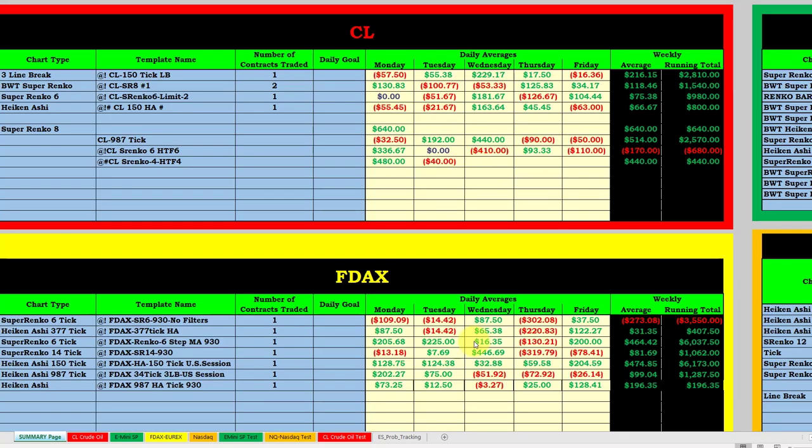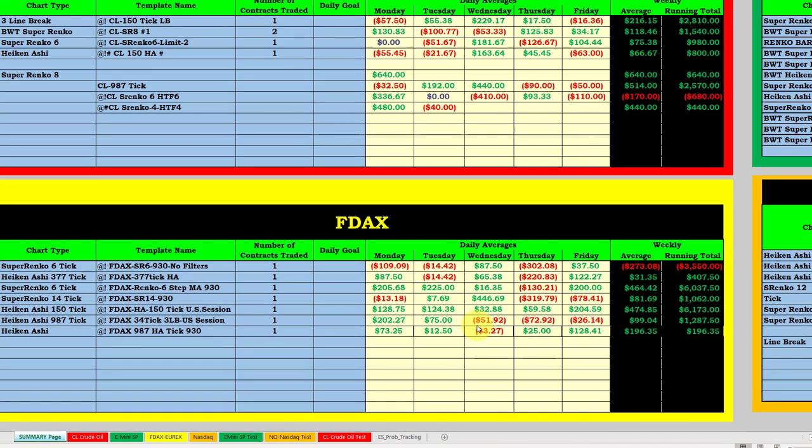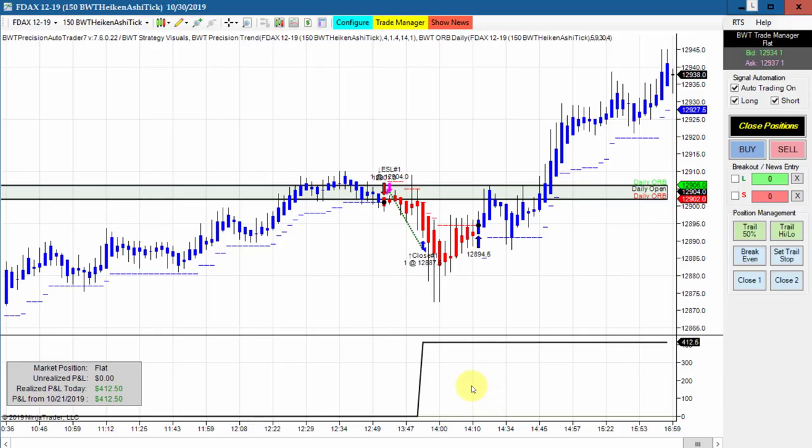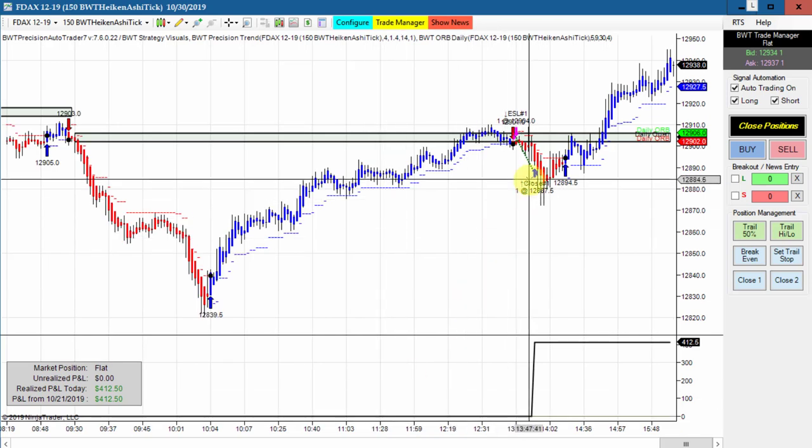Okay, so just wanted to jump over to the DAX, and show you the best performing chart in the DAX, which is the 150 Heikin-Ashi tick, and this has been a positive performer long before the spreadsheet. This goes way back. So here it is today with that very perfect open range setup.